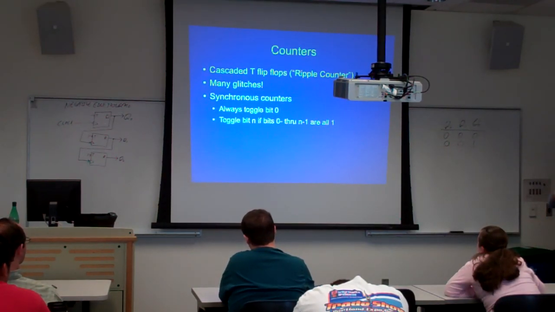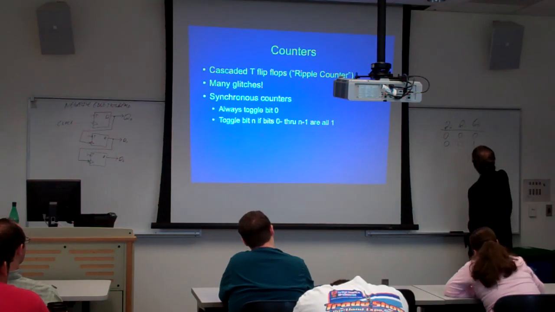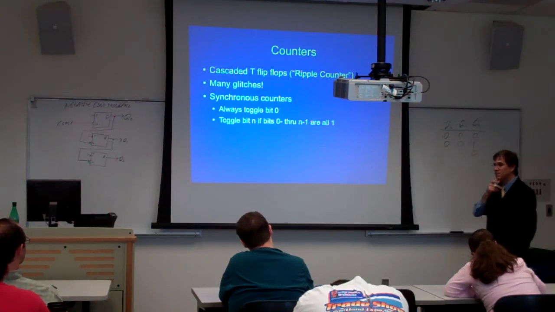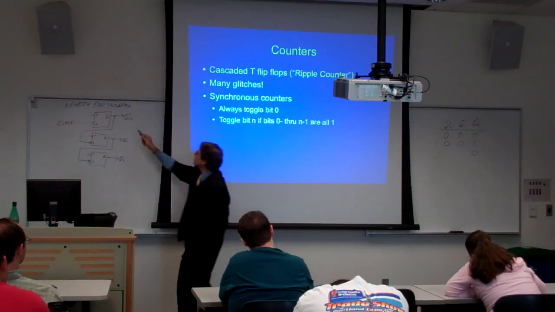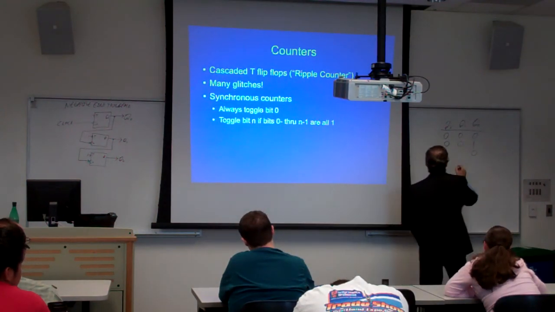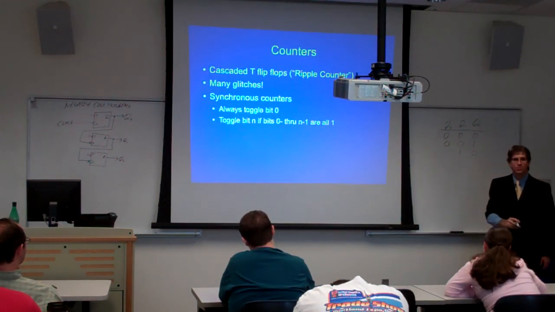Okay, what about the next time the clock rises and then drops? What happens to Q0? It goes back to 0. What happens to Q1? It goes up to 1, right? Because now this has gone from 1 to 0, that's a negative edge. Q1 will toggle. Nothing will happen to Q2 because its clock just went from 0 to 1.